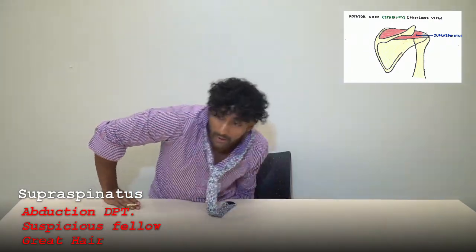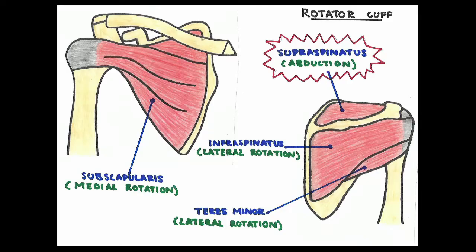I gotta go. Due to his handsome looks and uncanny powers of deduction, Bones deduced that given the movement performed at the time of injury was abduction, supraspinatus was responsible for the instability issue.